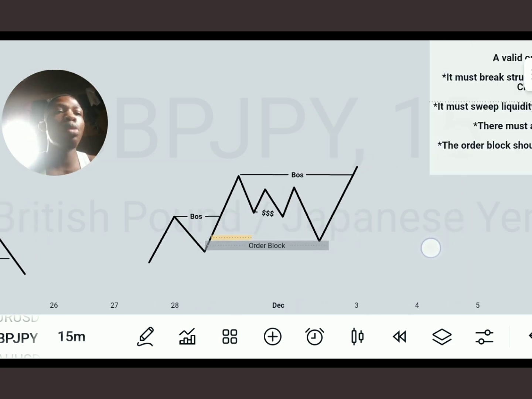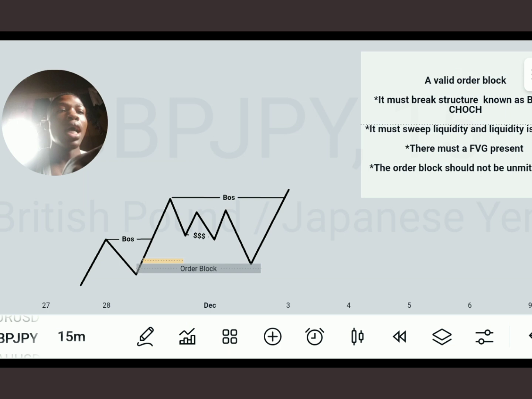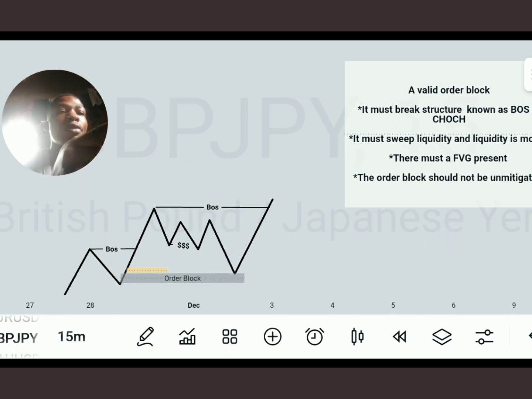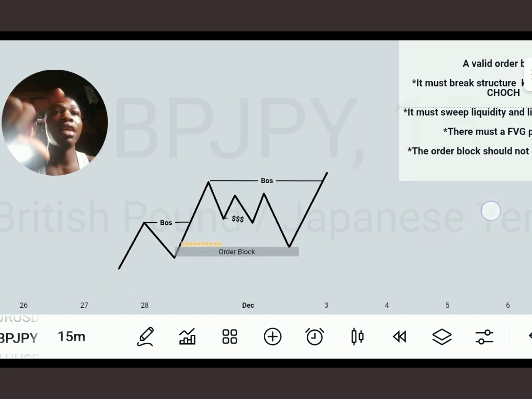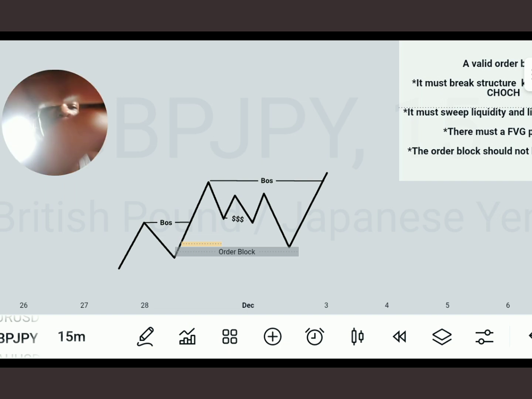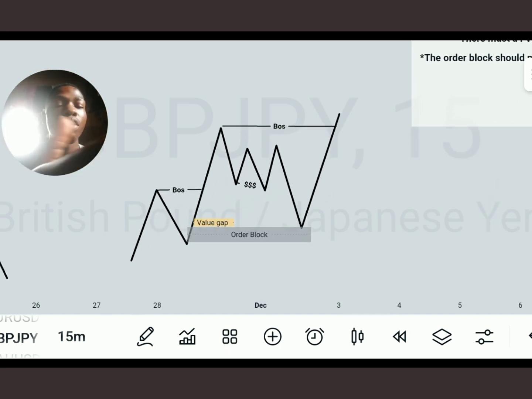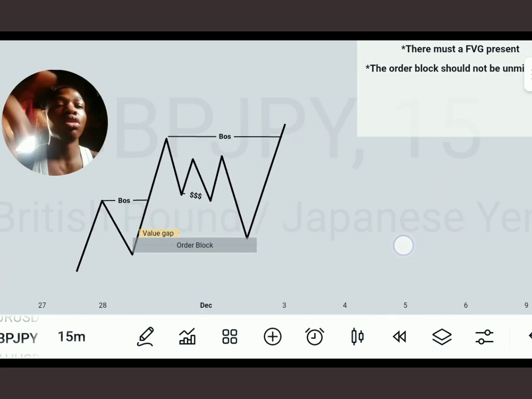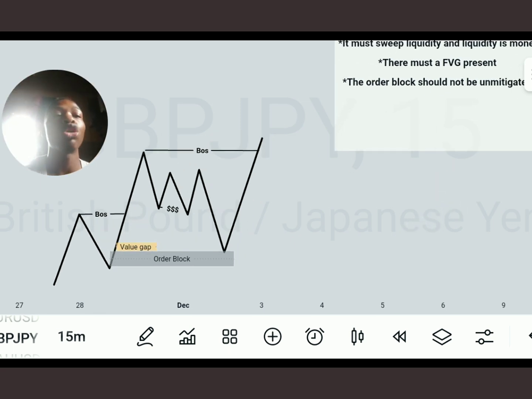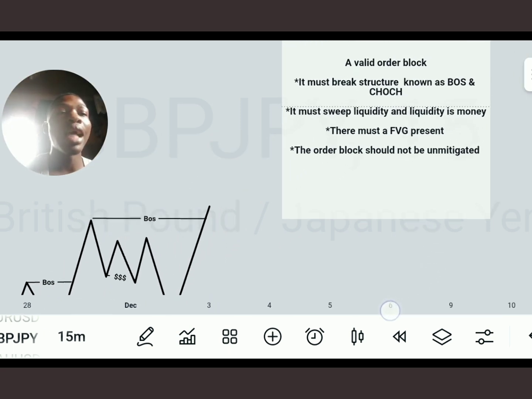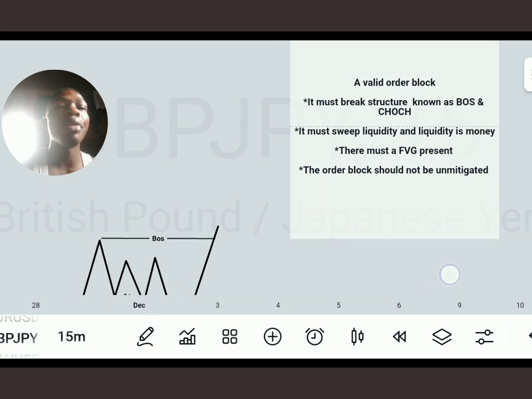So it must sweep liquidity, and there must be a fair value gap present. A fair value gap is a gap, and it can also be called an imbalance. See a fair value gap here. A fair value gap beside an order block is also validating the order block, making it stronger. The last one is that the order block should not be mitigated.